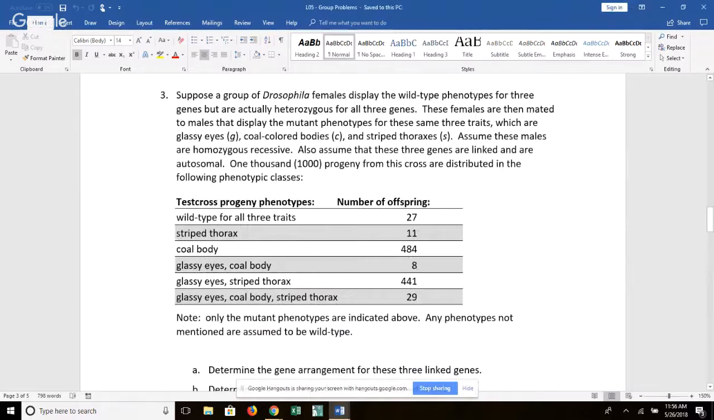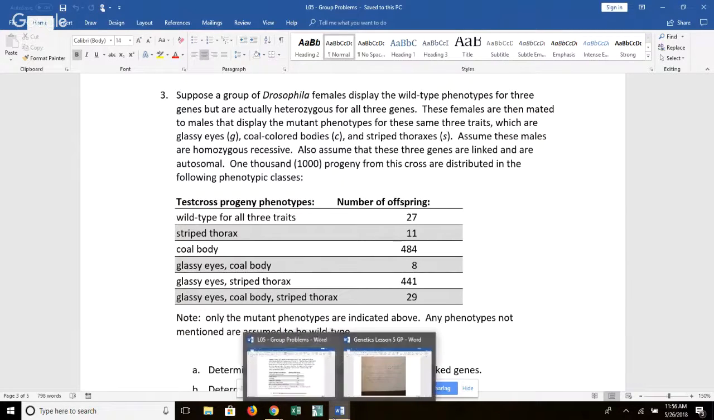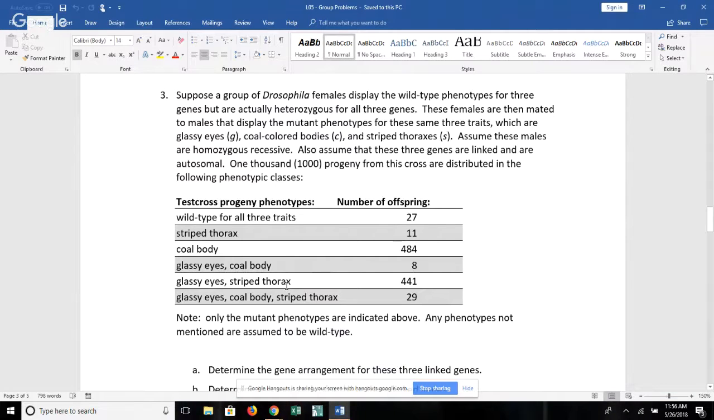That one is asking about the fruit flies again, and the phenotypes for this are glassy eyes, coal-colored bodies, and striped thorax, which are the recessive, and then they each have their own wild type, which we do not put in the graph. So I determined the allele arrangement. I looked at the two most popular, which was glassy eyes and striped thorax and coal body, and figured out that it was glassy eyes, wild type, striped thorax, and wild type coal body, wild type for the other.